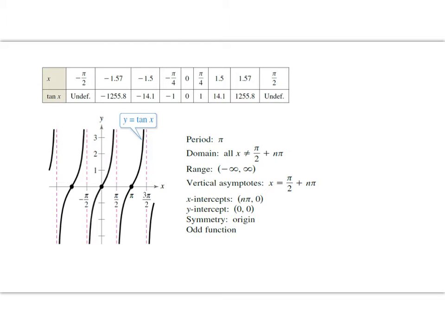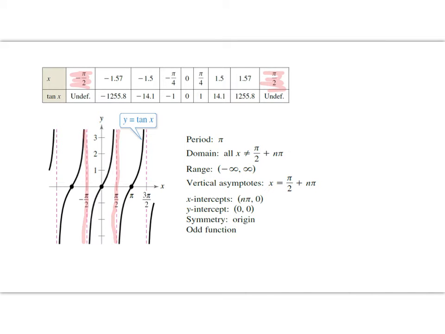If you look at the tangent, what you need to pay attention to is where is it undefined. If you'll notice, it is undefined here. It is undefined here. And so when you think about that, those are obviously going to be where your vertical asymptotes are. So take a look at your vertical asymptotes.